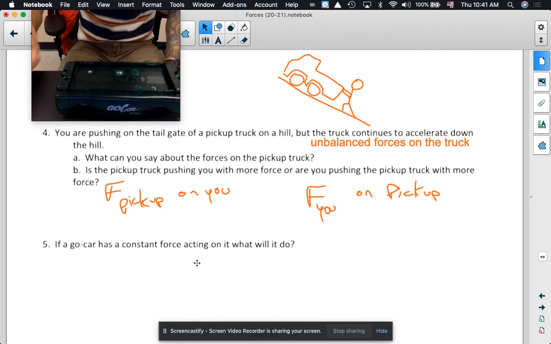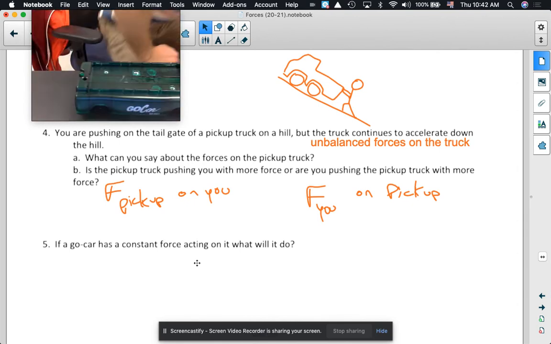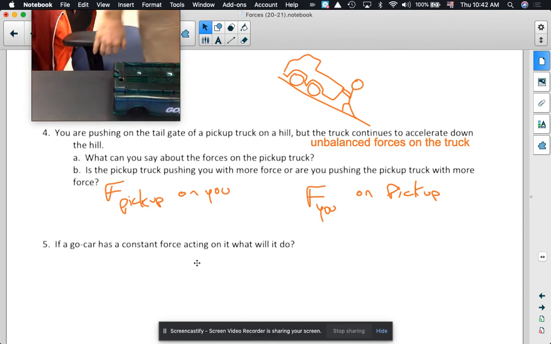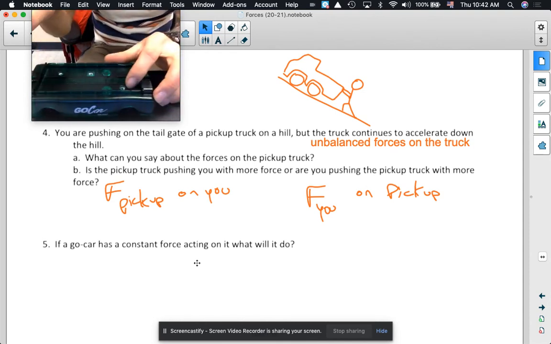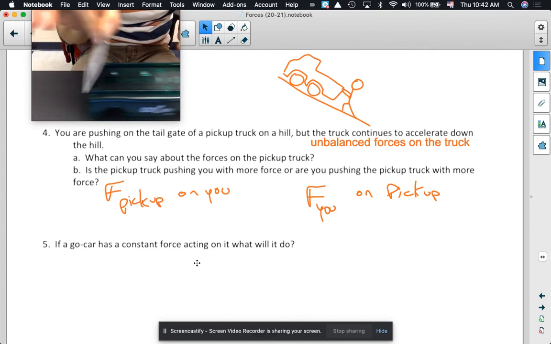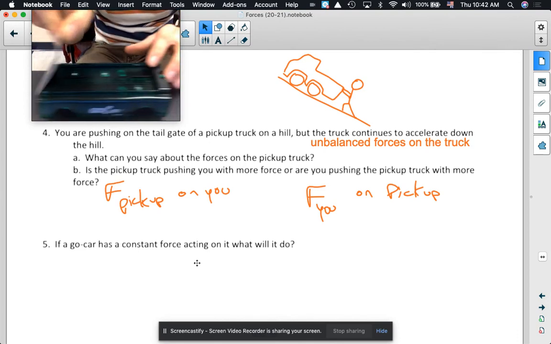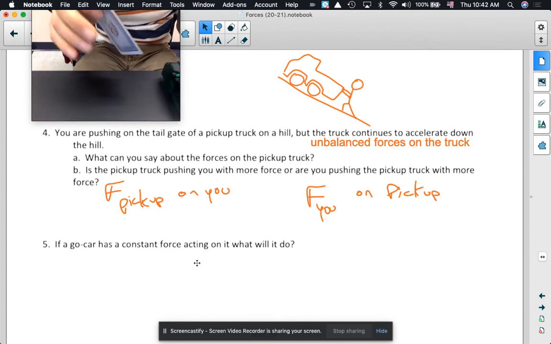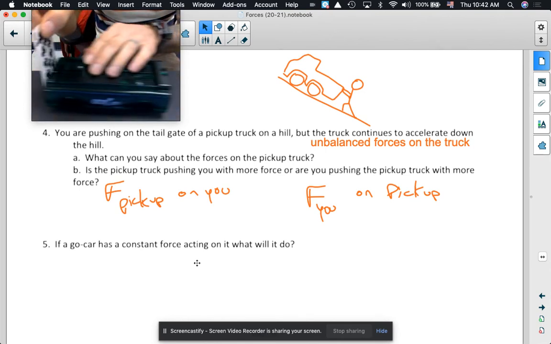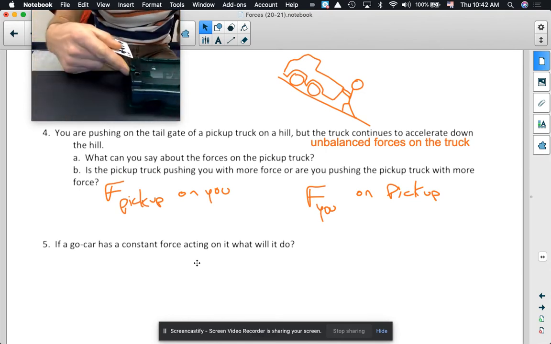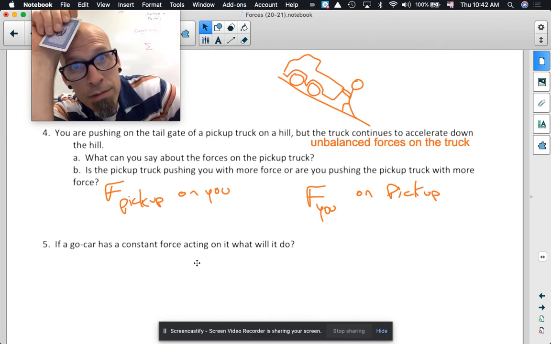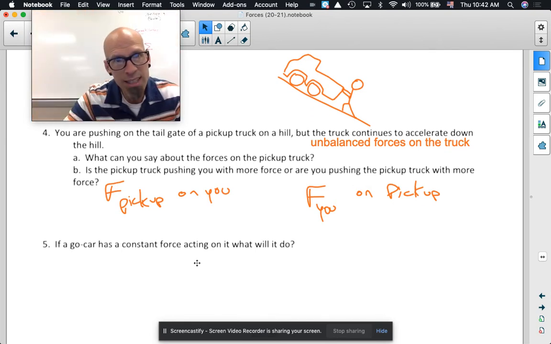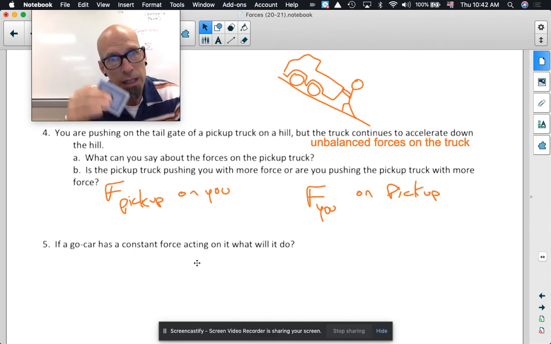So everybody, here's the deal. If I take my force probe that we had before, and I push on the go-car like this with a bent card, and I continue to push and push and push, a constant push, what is this go-car going to do? It's going to get faster and faster and faster. As long as I'm pushing with this card, it's going to get faster and faster and faster.